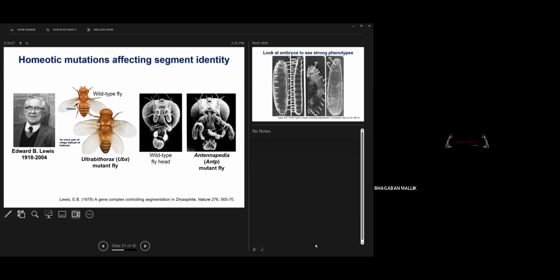Now you have another mutation called antennapedia. This is the head of the Drosophila, and these are called antennae. Here is another antenna. They help in olfaction, smelling, in the fly. So when there is a mutation of the antennapedia gene, the leg is converted into an antenna.